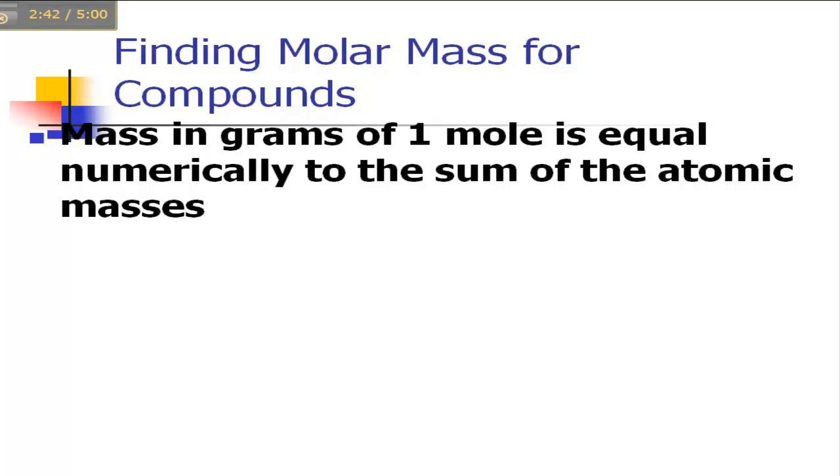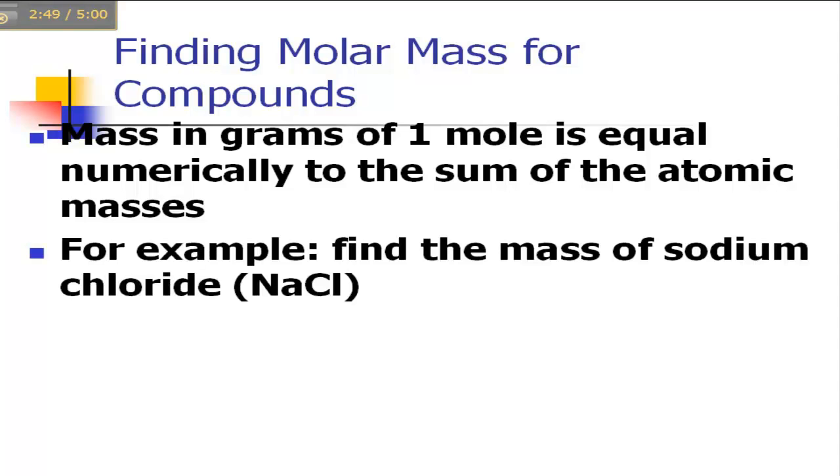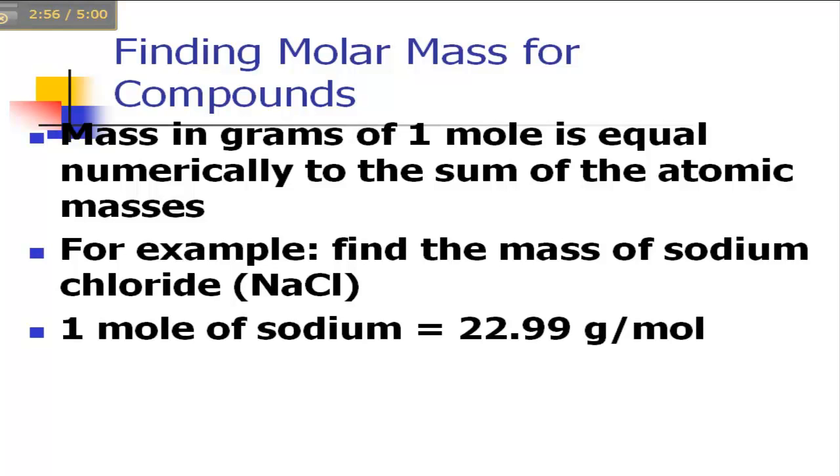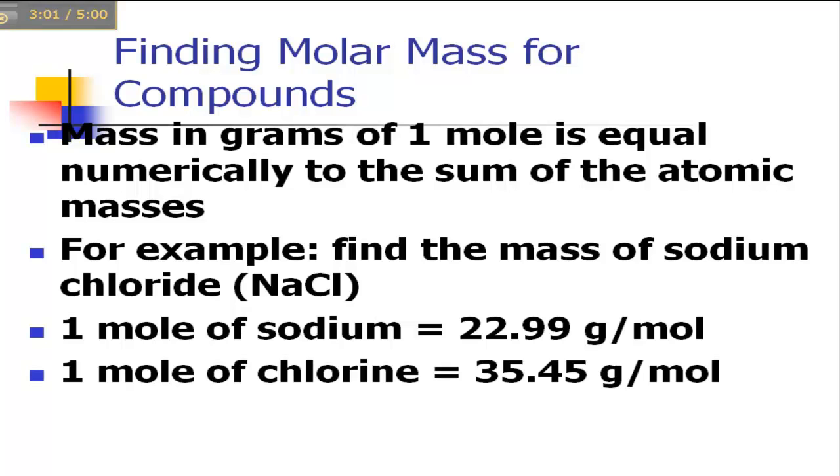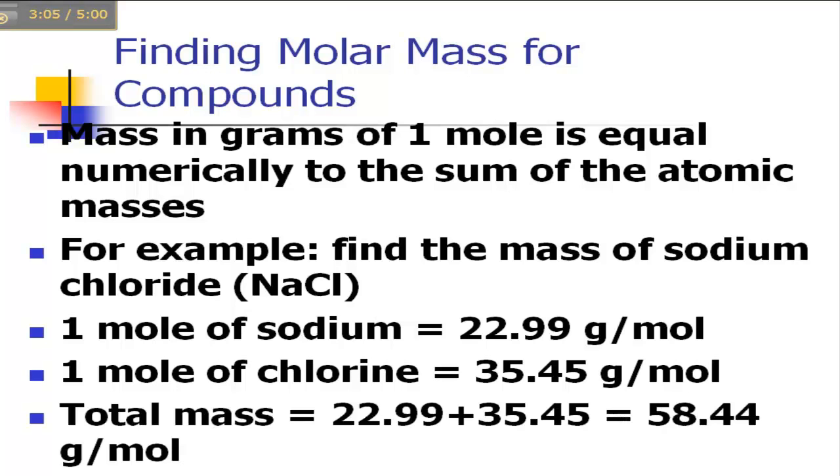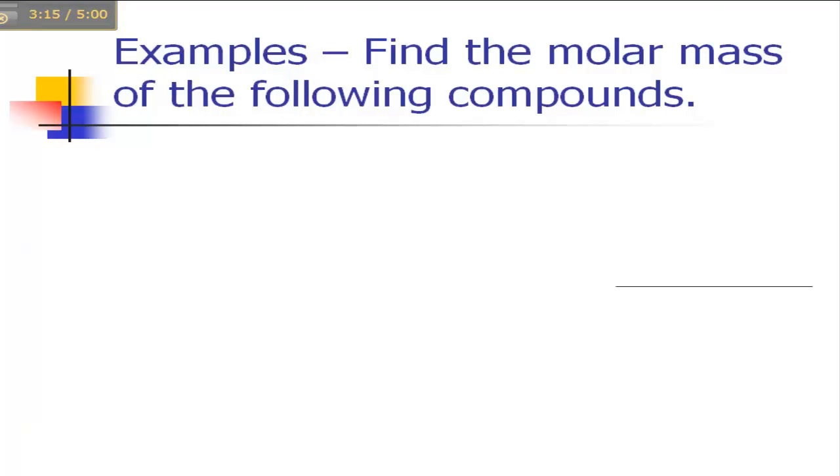Alright, so the mass in grams of 1 mole is equal to the sum of your atomic masses if we're talking about a compound. For example, if we find the mass of sodium chloride, which is 1 sodium, 1 Na, and 1 chlorine. So 1 mole of sodium from the periodic table is 22.99 grams. A mole of chlorine is 35.45 grams. So if we add those together, we get a total mass of 58.44 grams. So let's look at a couple of examples of this.